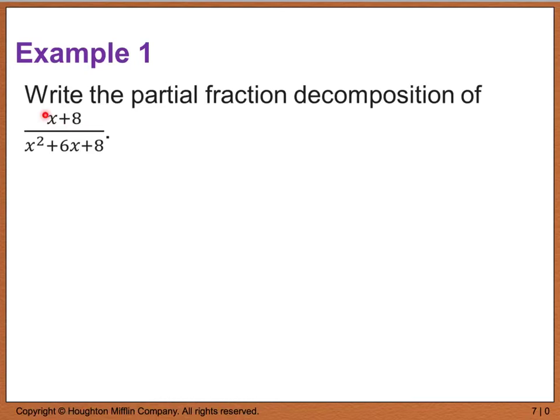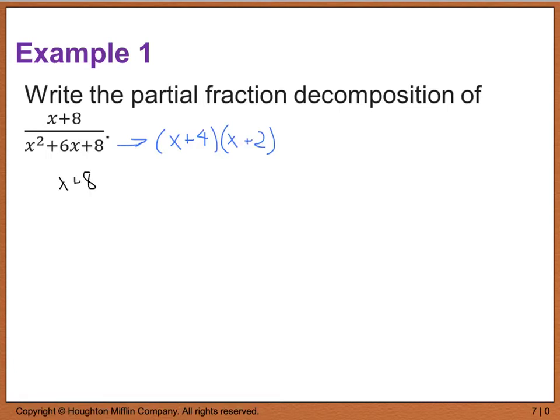So I'm just going to go ahead and start out by factoring this denominator. And when I factor it, I end up with (x + 4) times (x + 2). Now if you notice, both factors are linear factors. So when we have linear factors, this actually makes it easier for us. So what we're going to do is rewrite.